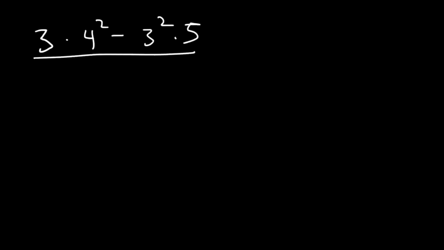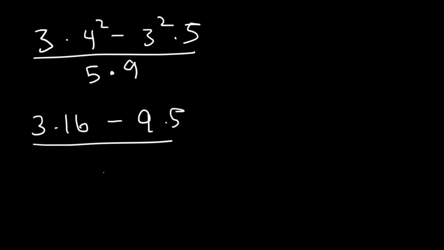Now let's move on into some examples involving fractions. Try this one. What's 3 times 4 squared minus 3 squared times 5, divided by 5 times 9? So let's start with the top. Let's work with the exponents before we multiply. 4 squared is 16, 3 squared is 9. And we can multiply 5 times 9, that's 45.